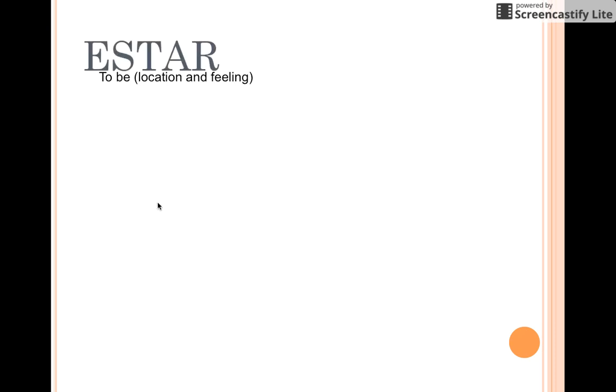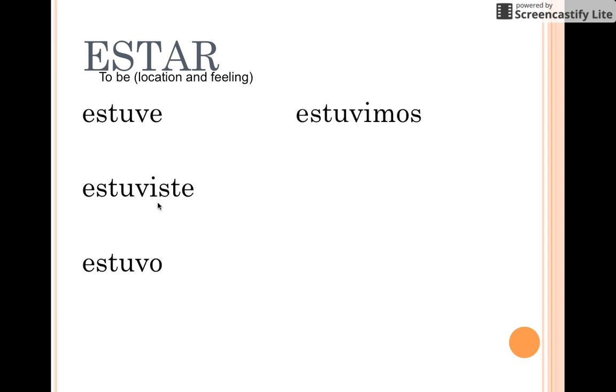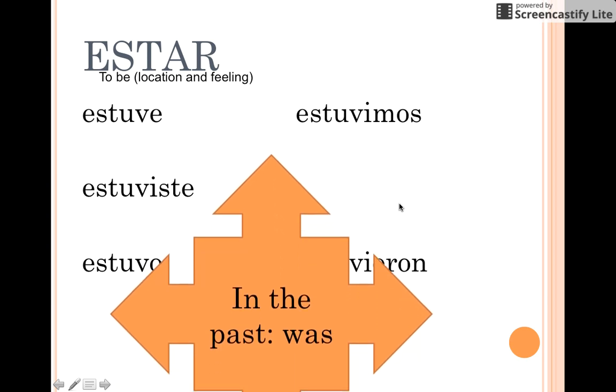So estar, which means to be, is used to express location and feeling. So we have estuve, estuviste, and estuvo in the singular forms. Then you have estuvimos and estuvieron in the plural forms. So write these in your notes as a chart, the 6-plan format. So 1, 2, 3, singular, 1, skip the 2, and 3 for the plural forms. So in English, estar would be was.